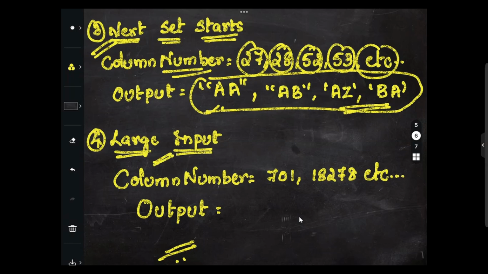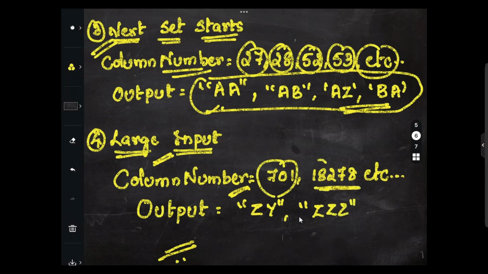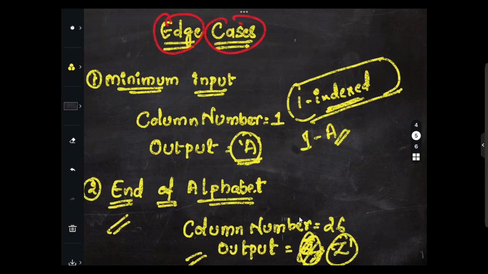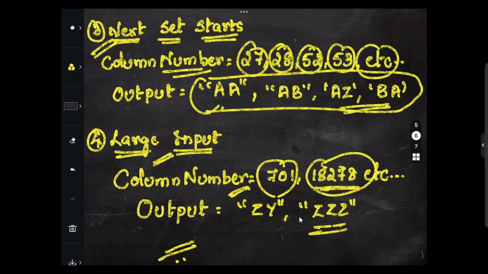So the final edge case here is large input, column number 701, 18,278 in this case. Output here is ZY in this case, and ZZZ for this one, right? ZY for 701 and for 18,278, this is triple Z, right? So these are the 4 edge cases that we need to consider here. The first one was for minimum input, the second one was for end of alphabet, the third one was for next set starts, and the fourth one was for large input here. These are the 4 edge cases that we need to keep in mind here.